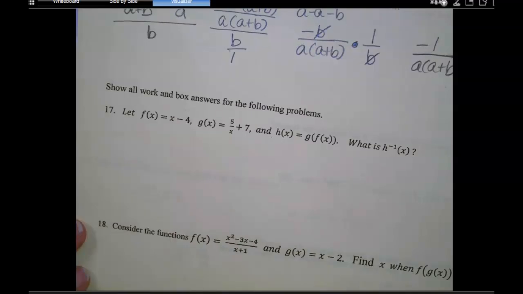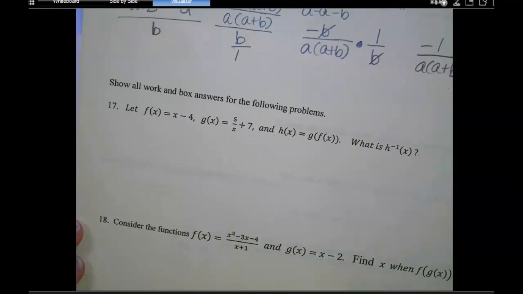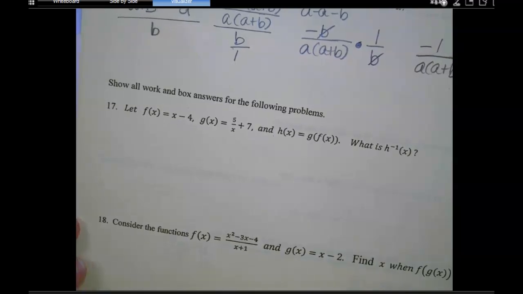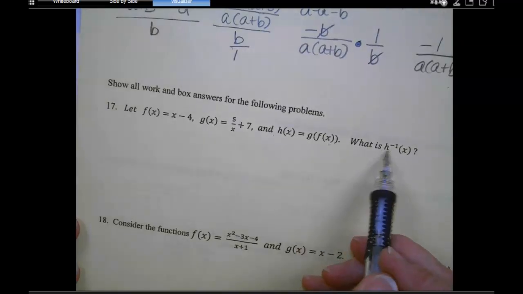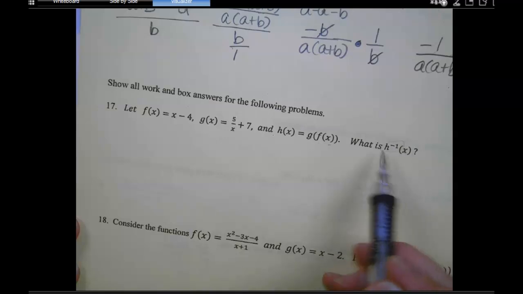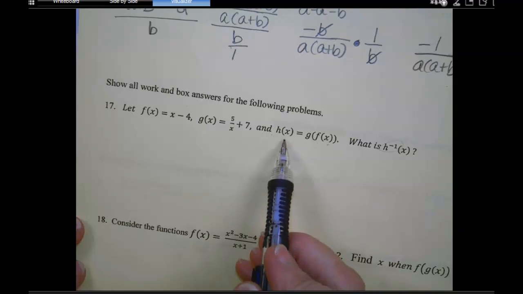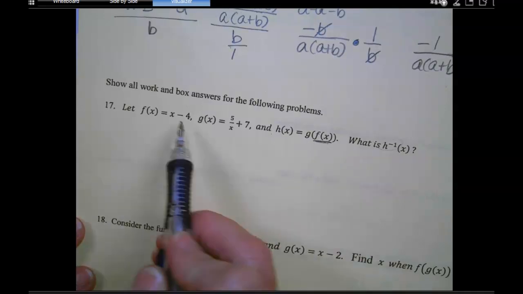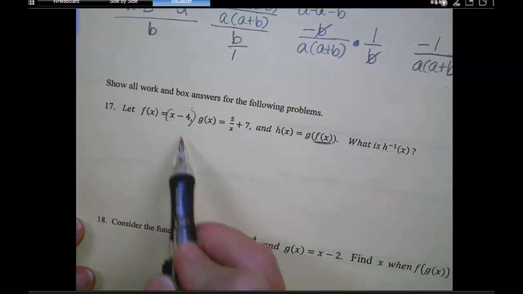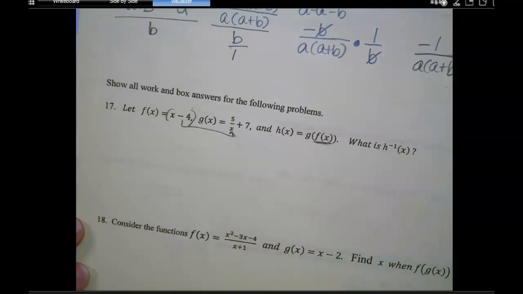So first of all, look at number 17. f of x equals x minus 4. g of x equals 5 over x plus 7. And h of x equals g of f of x. What did this symbol stand for? What am I doing? I'm doing the inverse, okay? But I have to find h of x before I can find the inverse, right? And so that means I got to take my f of x, which is right here, and I have to substitute it into g wherever there's an x. Do we all agree with that?